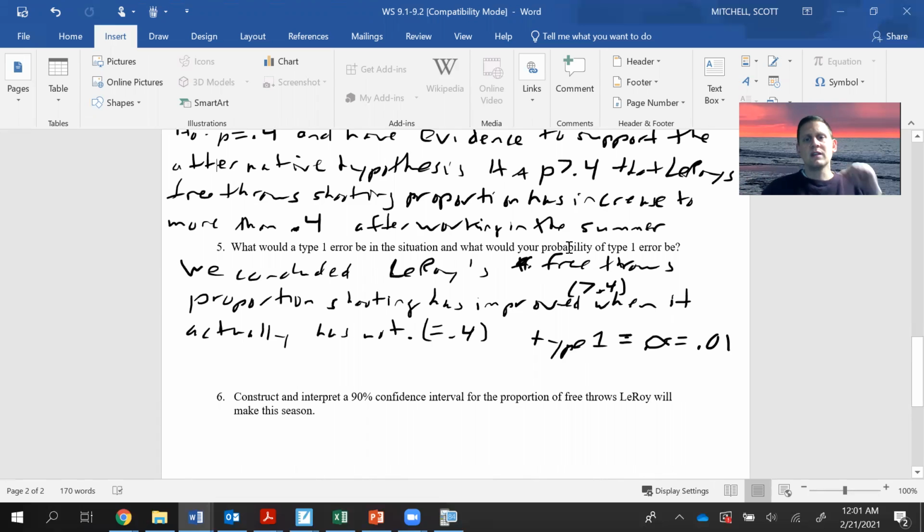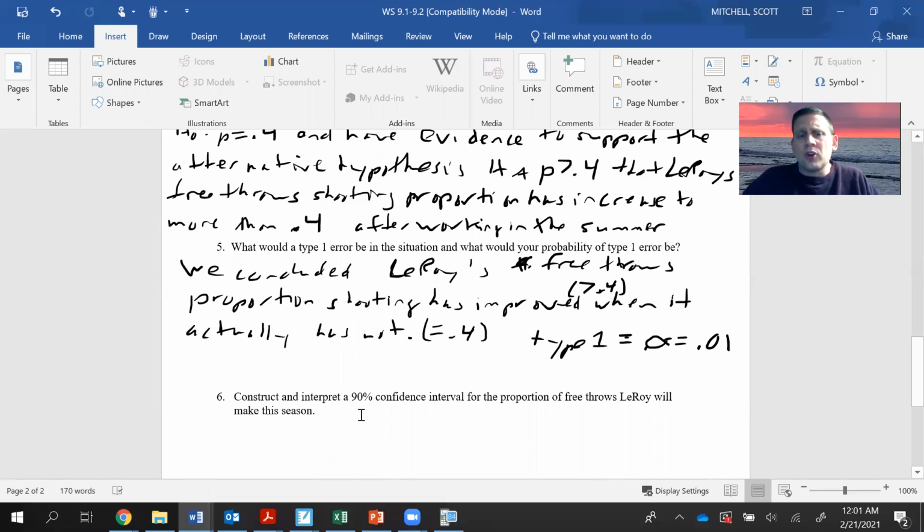False negative. Type 2 error in this situation would be concluding that his free throw shooting percentage is still 0.4 when it actually has improved and it is more than 0.4. The probability of that is a more complex calculation, and we'll get to that later. We're not going to do that right now.